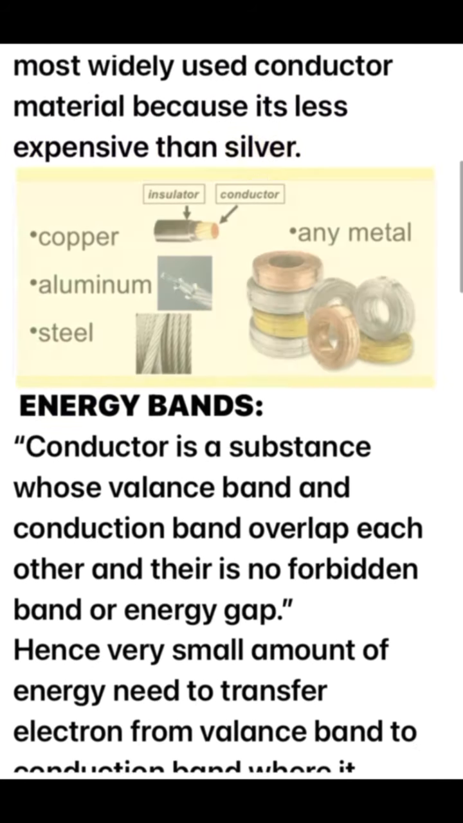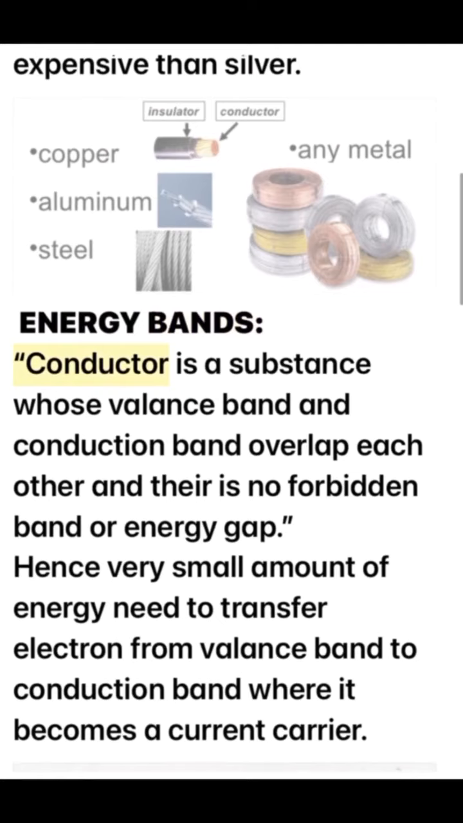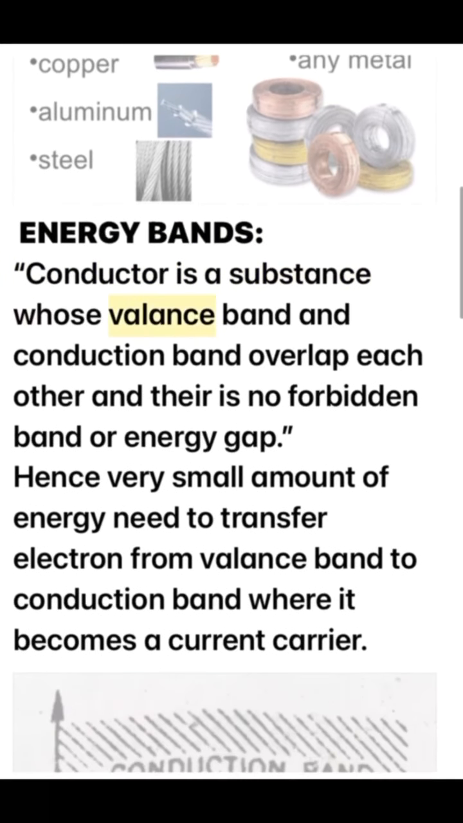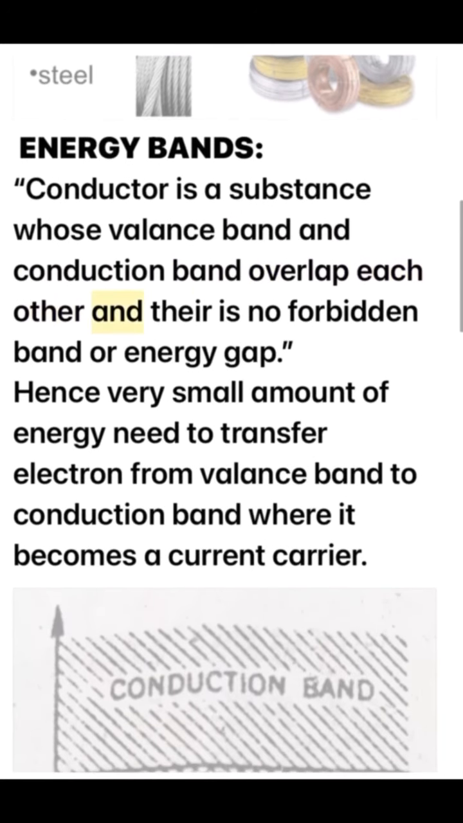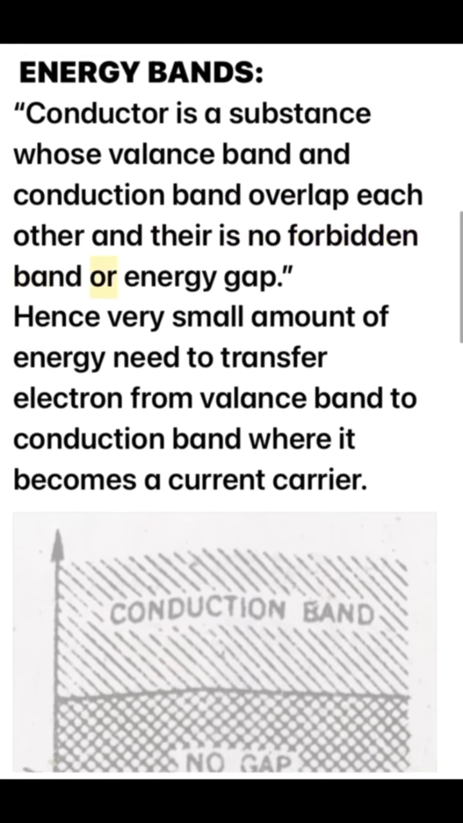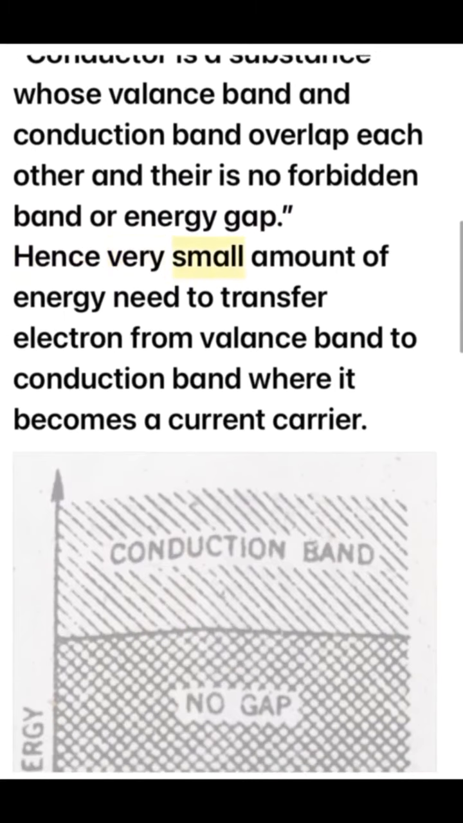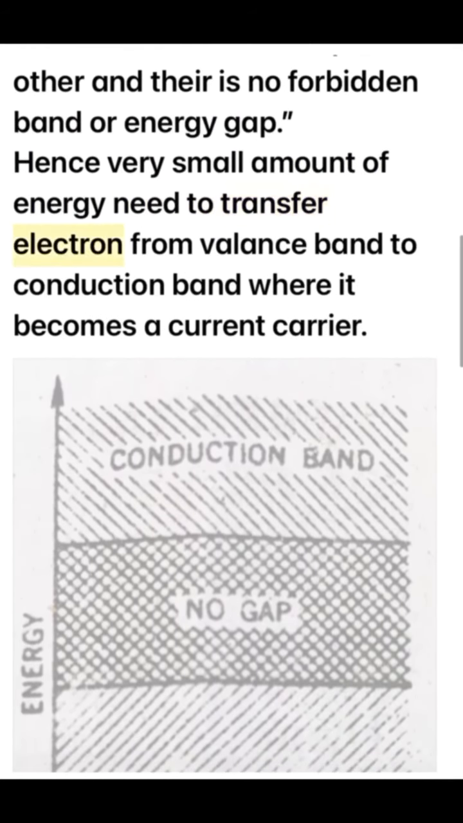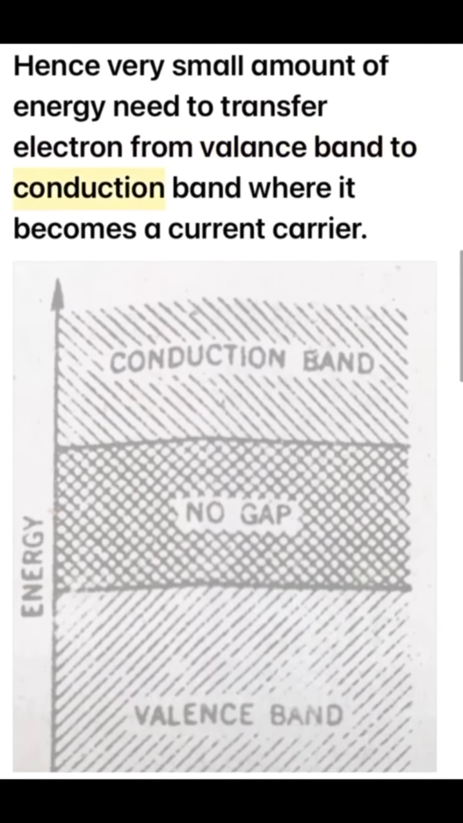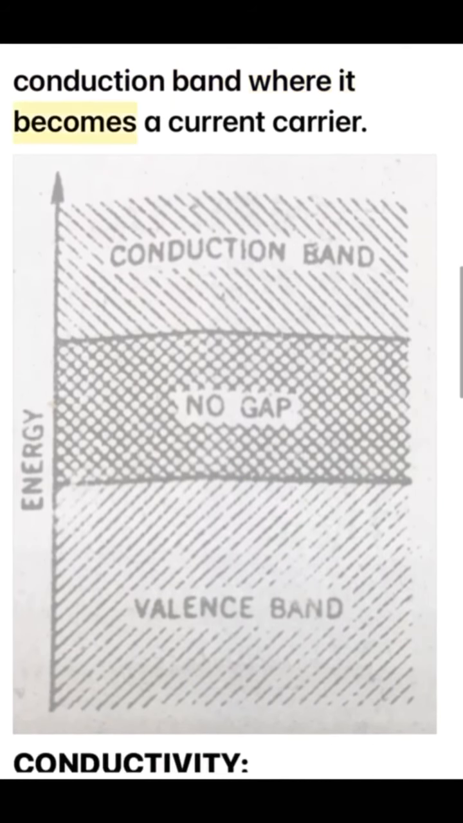Energy bands. Conductor is a substance whose valence band and conduction band overlap each other and there is no forbidden band or energy gap. Hence a very small amount of energy is needed to transfer an electron from the valence band to the conduction band, where it becomes a current carrier.